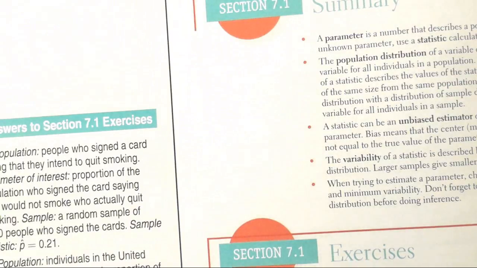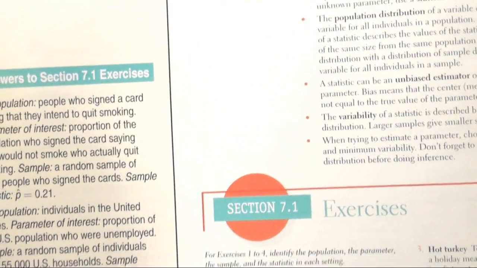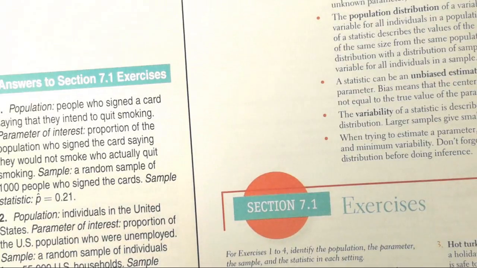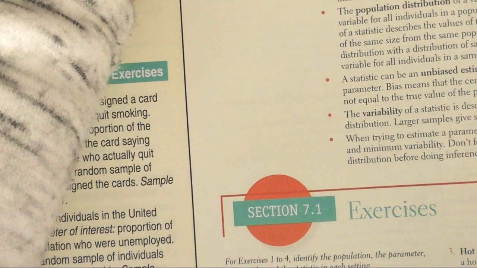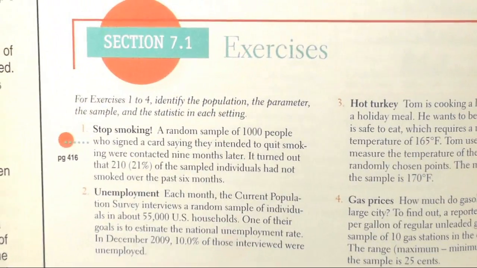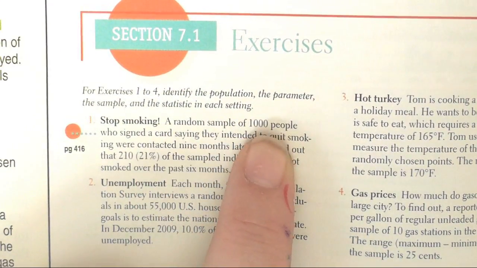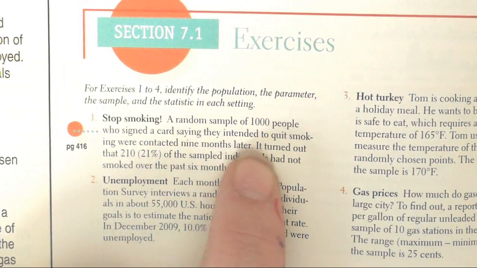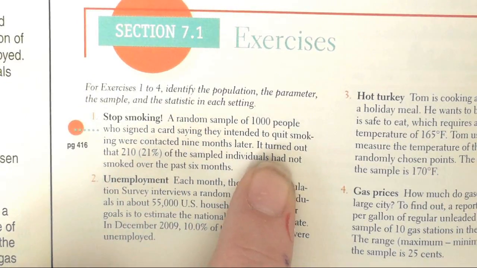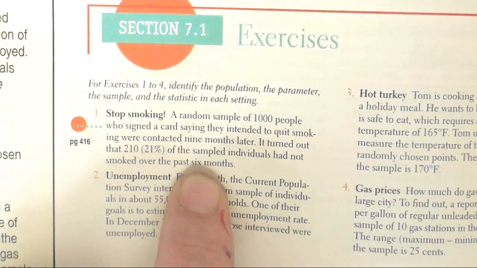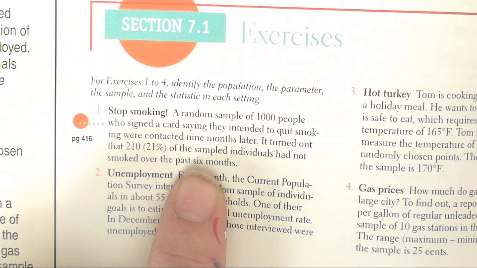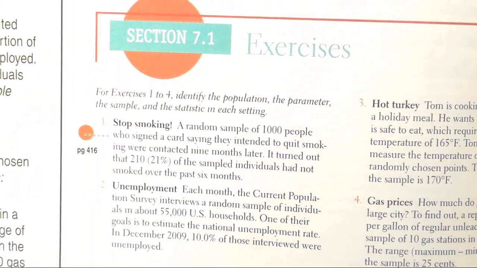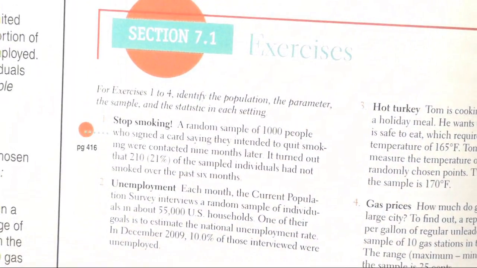Okay, so the parameter of interest has to deal with number 1 in the book. Is it the stop smoking one? The problem said a random sample of 1,000 people, so you knew that was your sample size, were contacted, signed a card they intended to quit smoking. They were contacted hours later. It turned out that 210, 20% of the sample had not smoked over the past 6 months. Okay, what population were we interested in? The smokers who signed the card saying that they were wanting to stop. So the parameter is the proportion of those who signed the card who actually did quit smoking.